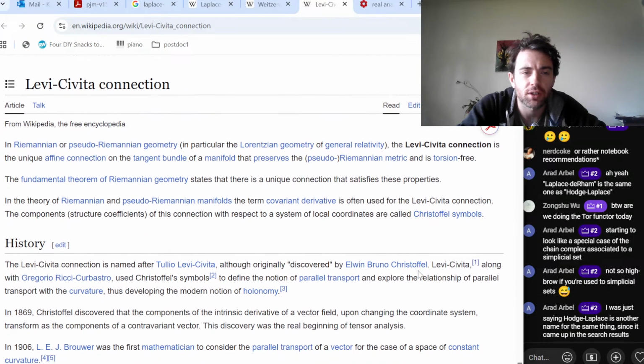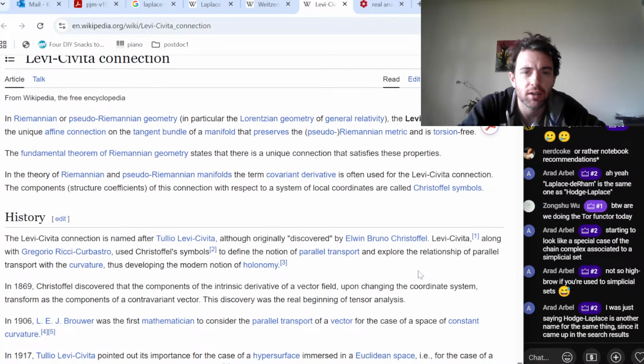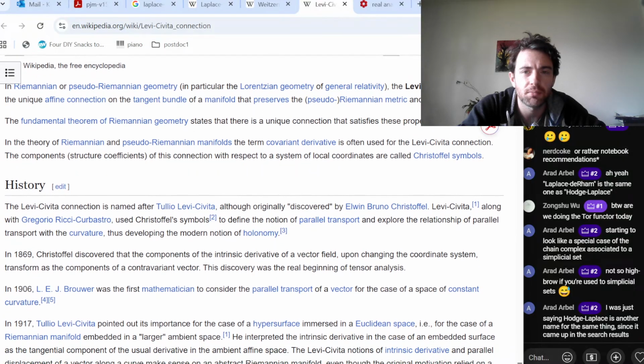The Levi-Civita connection is a unique affine connection on the tangent bundle that preserves the Riemannian metric and is torsion-free.